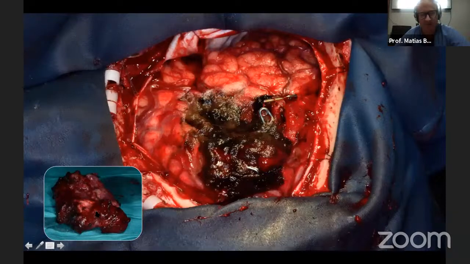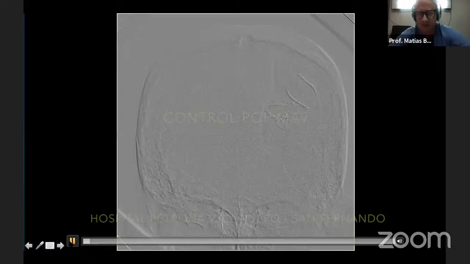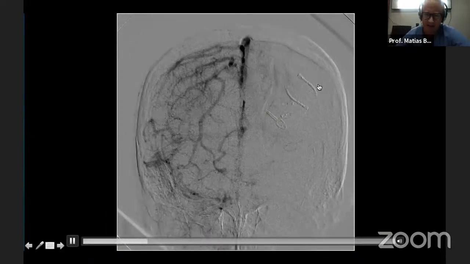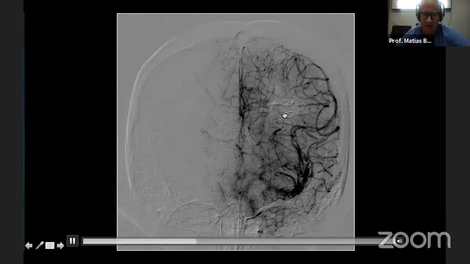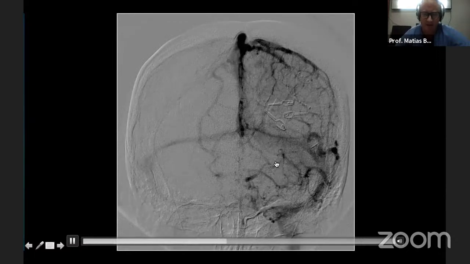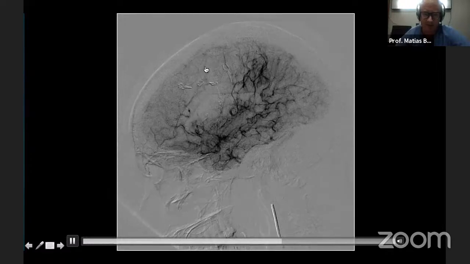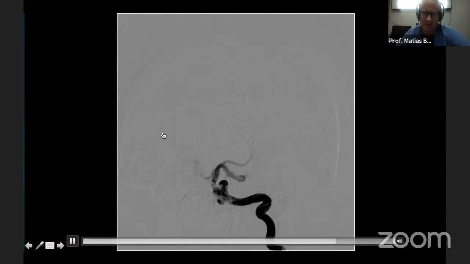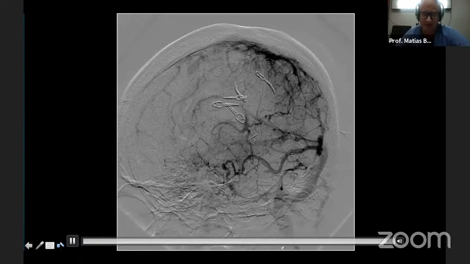This is the pathological piece of the AVM of 6 centimeters of diameter. And this is the angiography in the postoperative period, where we can observe several clips in the place where the AVM was located. And we observe a normal angiography with the field of the AVM, without AVM, 1 month after the surgery.